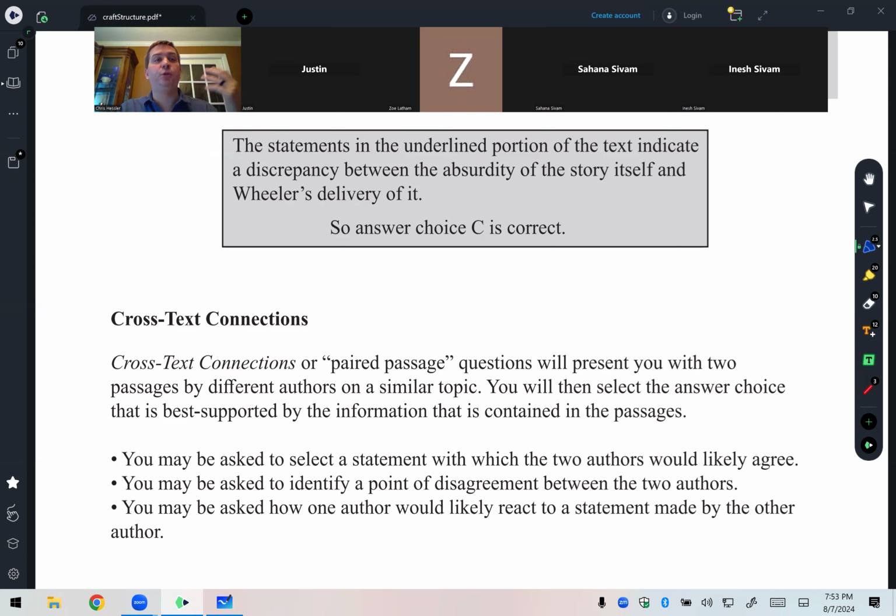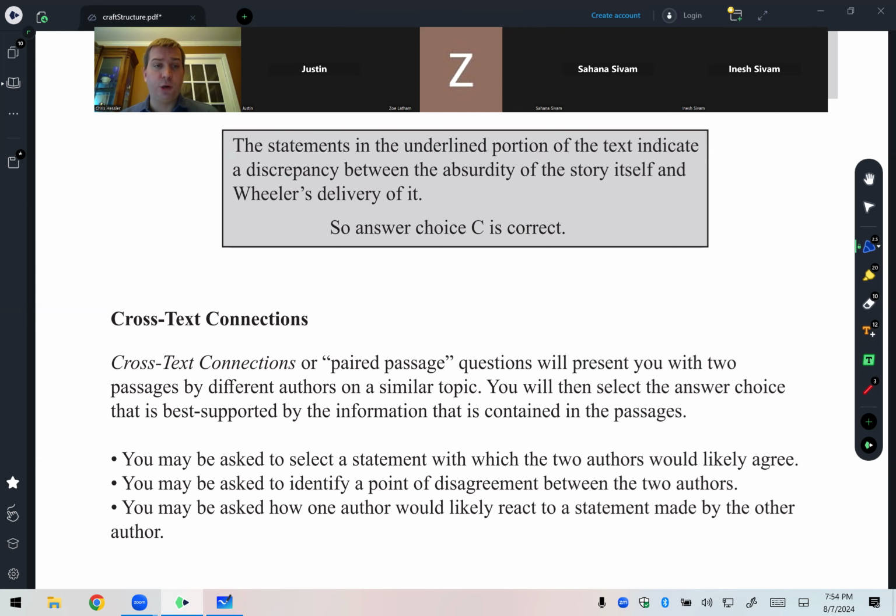Maybe author 2 agrees with author 1, but to a lesser extent. There may be some subtlety to the relationship between the two. It's not always just a pro and con relationship, but they will be talking about the same idea, the same topic. Just get used to the idea that they probably do not agree with one another, the vast majority of the time. It's rare that they would agree with one another. All right, so this is the paired passage.